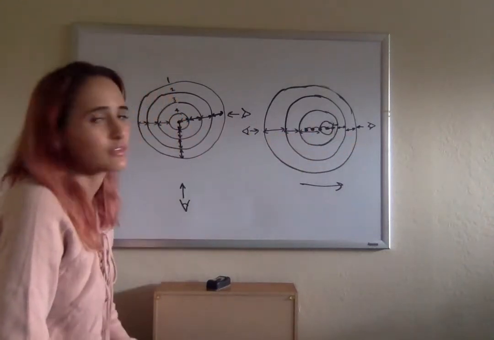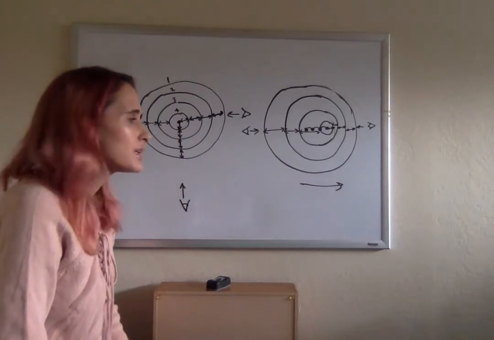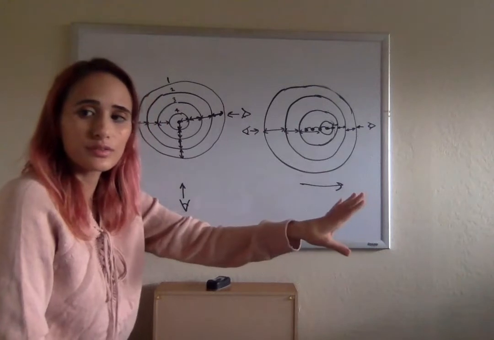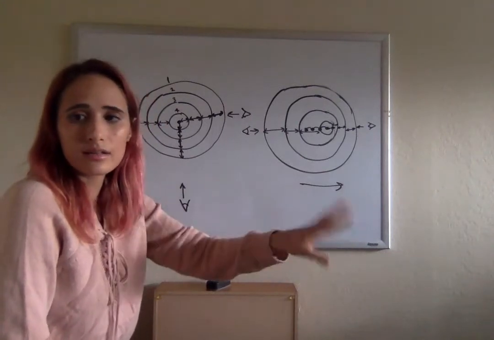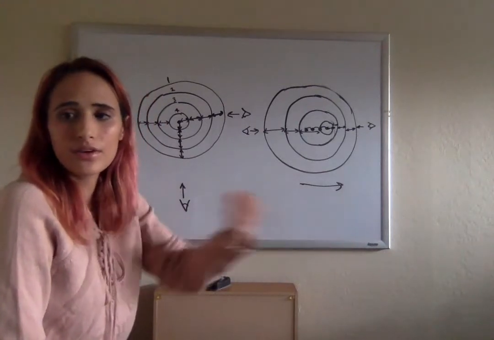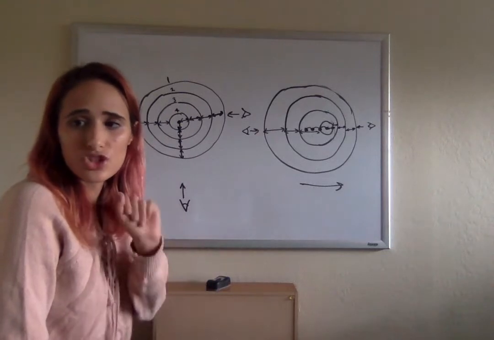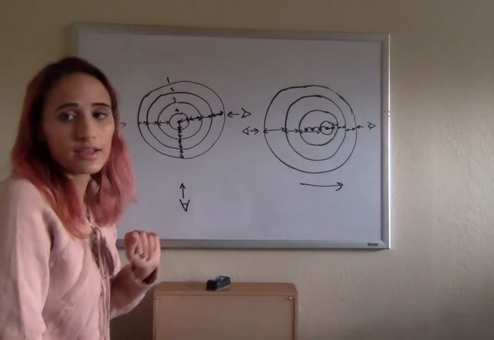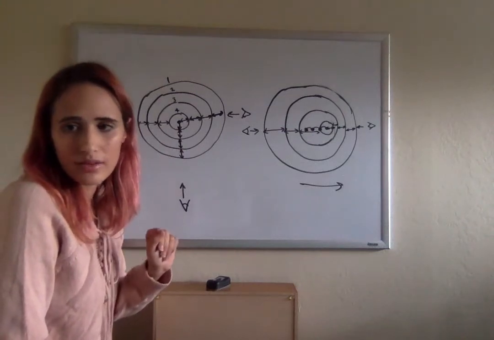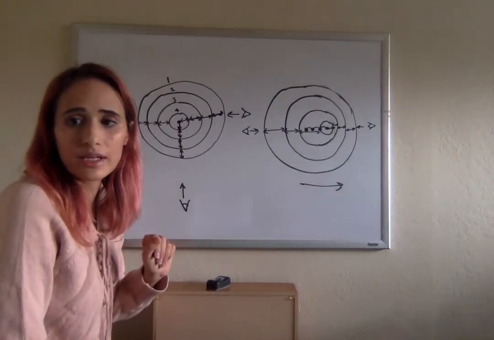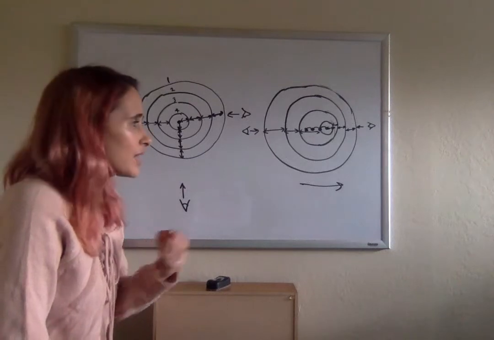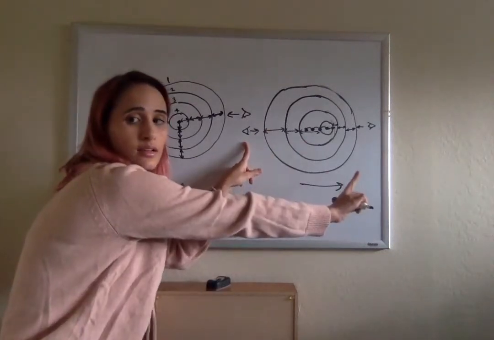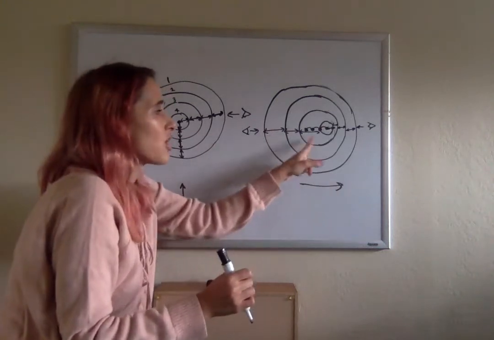So what that means is that if an object is moving towards you and it's emitting light or any sort of wave, you're going to measure a wavelength that is shorter than the rest wavelength of that wave, or what the wavelength would be if nobody was moving. And if it's moving away from you, right, you're here and it's moving away, then you're going to measure a wavelength that is longer than this rest wavelength, right?